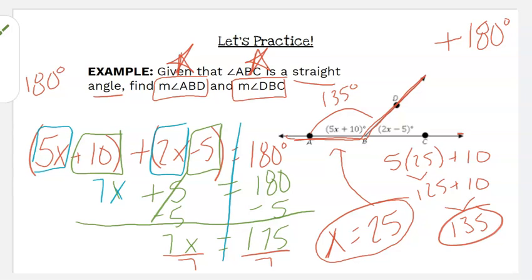Now I'm going to leave you to solve for the measure of angle DBC. Once you figure it out, you can check your answer on the next slide of the Pear Deck activity.